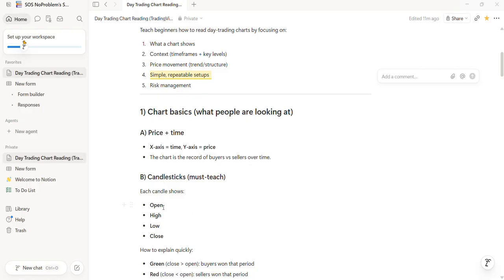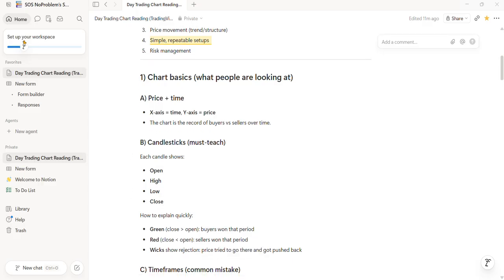Candlesticks. Each candle shows an open, a high, a low, and a close. I'll show that in a minute. To explain quickly: a green candle is a close above the open, so buyers won that period. Red is a close below the open, so sellers won that period. Selling pressure was stronger than buying pressure. And wicks show rejection: price tried to go there but got pushed back in whichever direction.